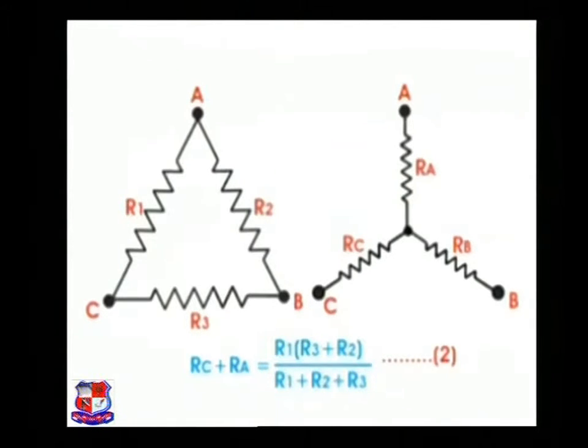Similarly, if we think about the equivalent resistance of delta and star respectively between points C and A, we can prove that RC plus RA is equal to R1 into R3 plus R2 divided by R1 plus R2 plus R3, and say this is equation 2.